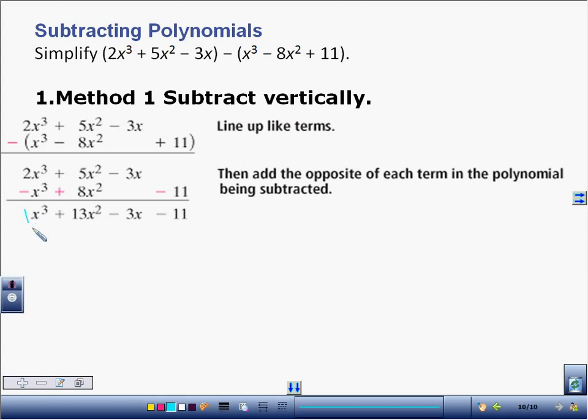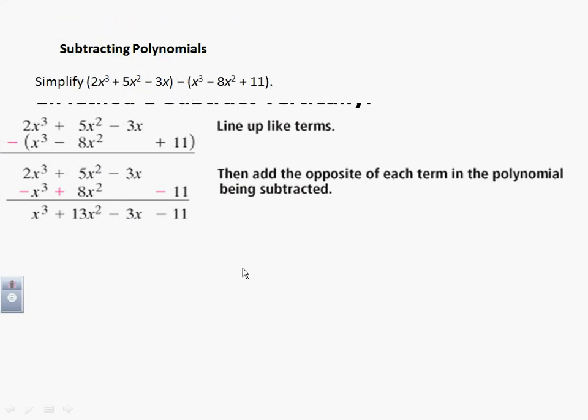There's a 1, but it's understood. 5 and 8 makes 13, minus 3 and 0 makes minus 3, and that makes minus 11. Okay? So I think I have some you try ones in a minute. Let's see what's next.